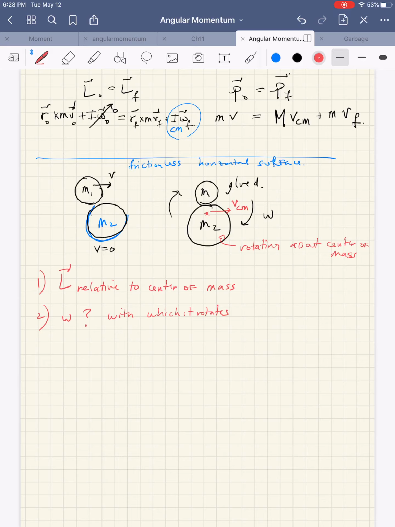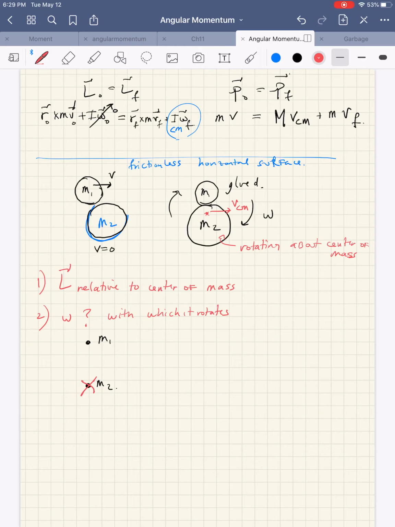So this is a homework problem, so I guess we're going to go through it right now. So first thing I want to do is to find the center of mass, because otherwise I'm not going to be able to find L relative to the center of mass. So I'm going to treat M1 as a point particle, and I'm going to treat M2 as a point particle as well. And I'm going to find them relative to an origin. I'm going to put it right here on M2.